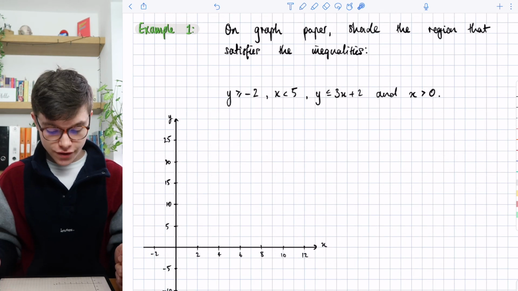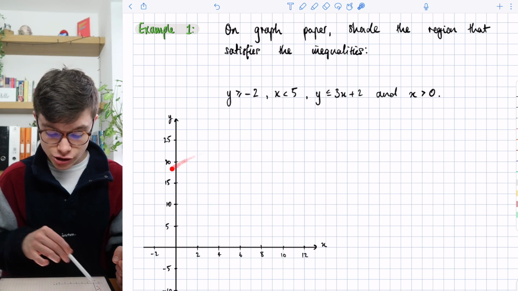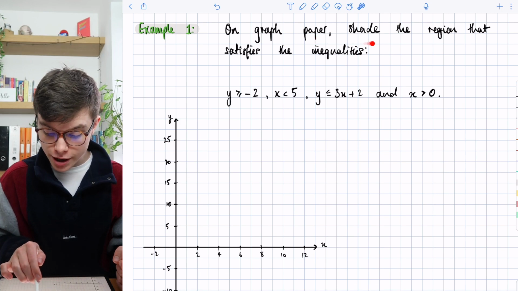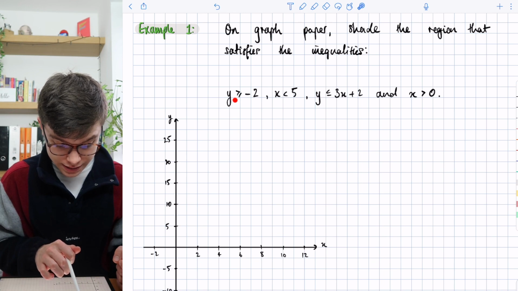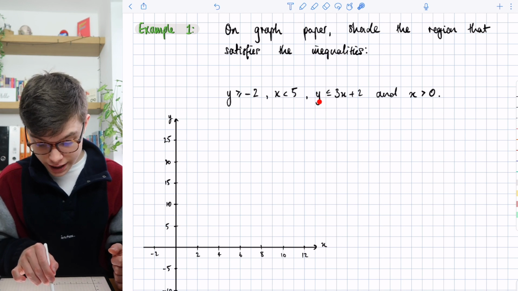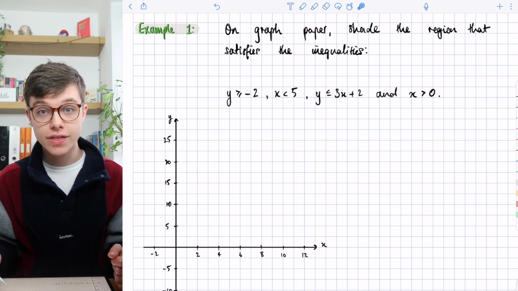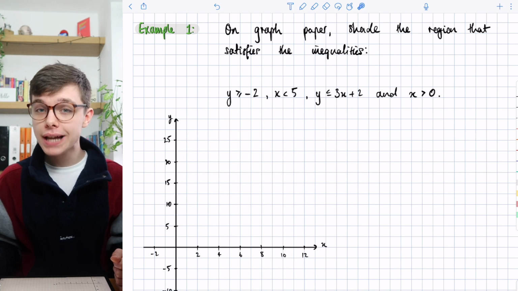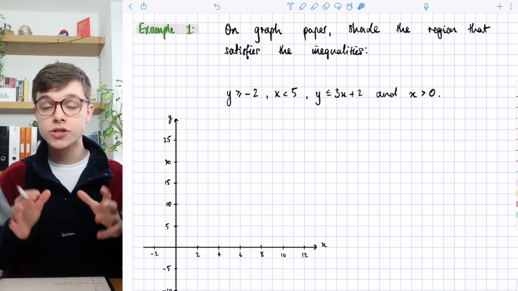Okay, let's have a look at the first example. I've switched over to squared paper here to make it easier to sketch the inequalities on the graph. So it says, on graph paper, shade the region that satisfies these inequalities. y is greater than or equal to 2, x is less than 5, y is less than or equal to 3x plus 2, and x is greater than 0. What you want to do in an exam, if you had a question like this, is to sketch these absolutely perfectly, because that is what your answer is.